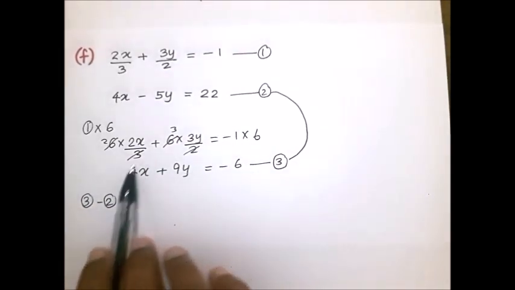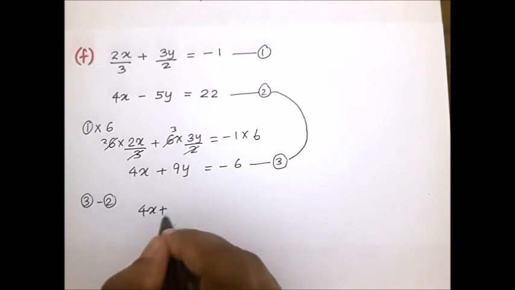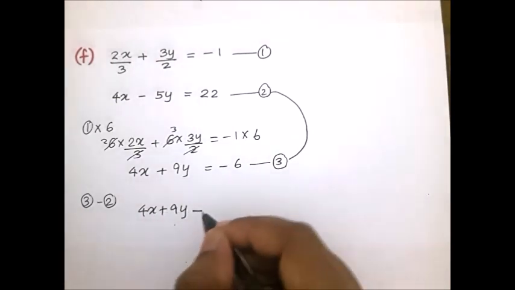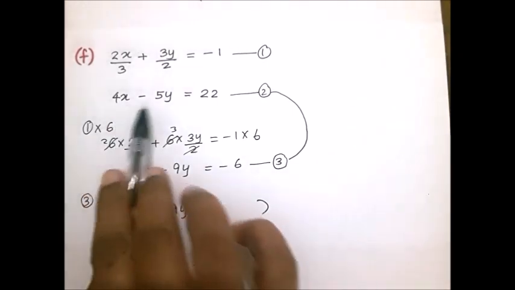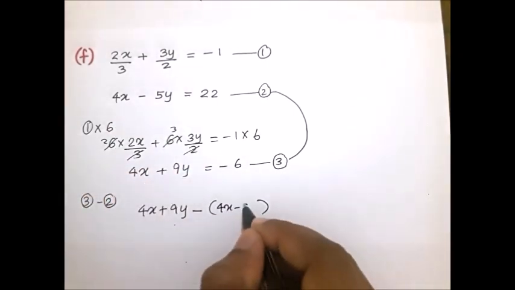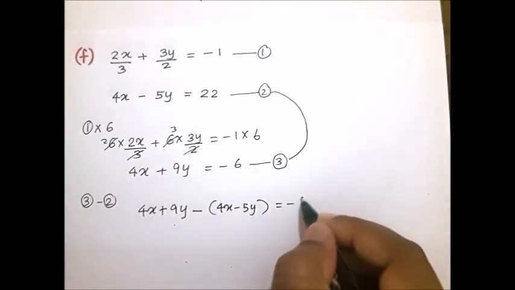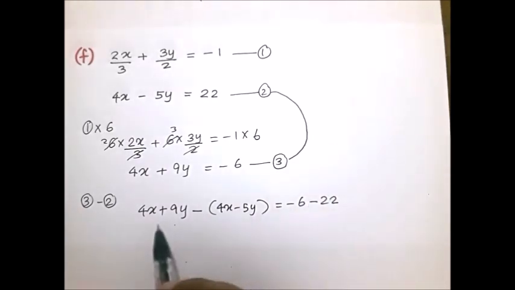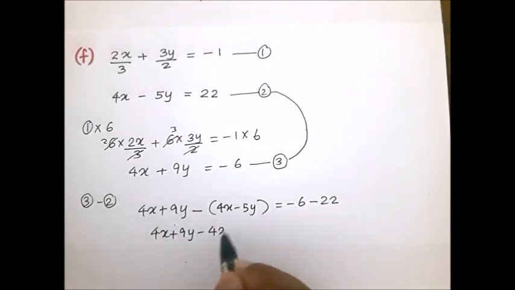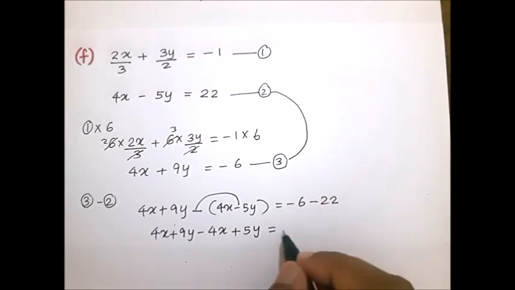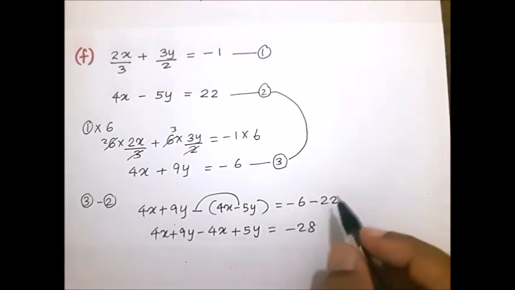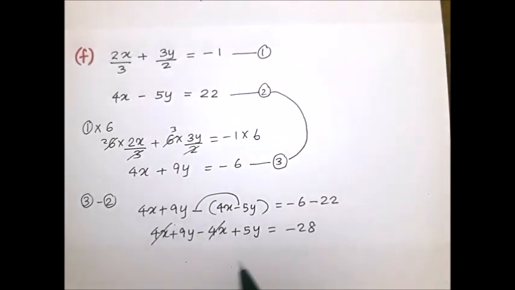First write the left hand side of third one. 4x plus 9y. In subtraction you have to write these two terms in brackets. Minus 6 minus 22. Now remove brackets. It is minus 4x, then minus multiplied by minus plus. Here minus 28. Plus 4x minus 4x cancel. 9 plus 5, 14y minus 28.